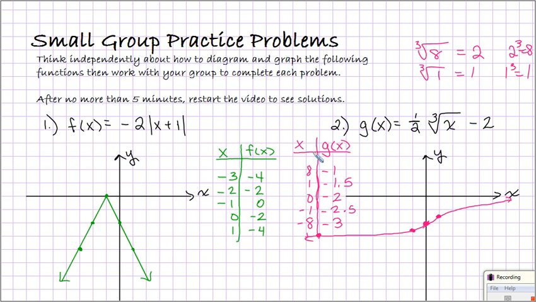Whenever I plug them into my function for g of x, and I plot the points, this is what I get. So your graph should look similar. And it should be going towards the point 8, negative 1, which would be on this line somewhere. So be headed that direction. So this is what your graph should look like.